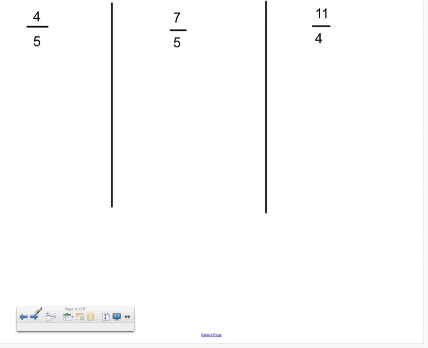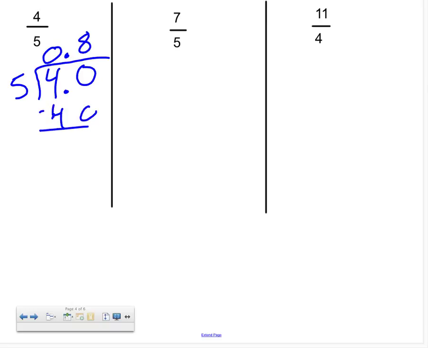4 divided by 5. Well, okay. 4 on the inside, 5 on the outside. 5 doesn't go into 4, so I put a 0. Decimal, decimal, put another 0. This one ends pretty quickly because 5 goes into 40 8 times with, again, no remainder. So my decimal is just a very quick 0.8. Short, sweet, and easy.